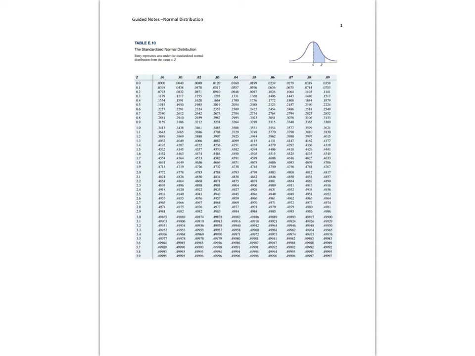Let's practice using the table. Whatever z we use and get the corresponding probability, that will be the area underneath the curve, or probability, between 0 and whatever z you look up. Remember, there's 0.5 probability to the right of the mean and also to the left of the mean.